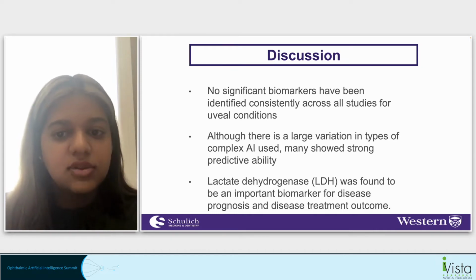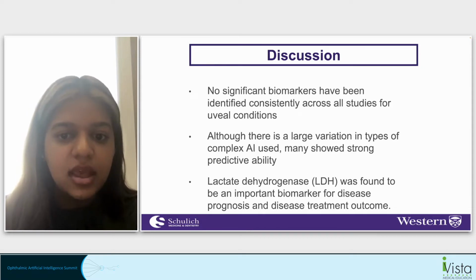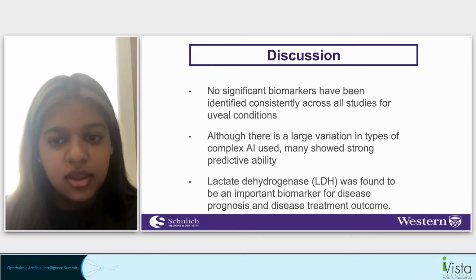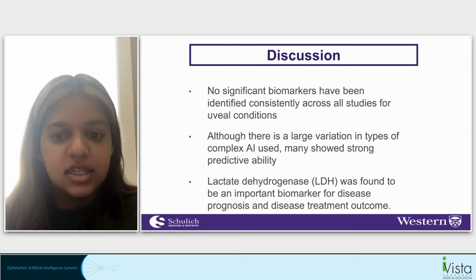Lactate dehydrogenase was found to be an important biomarker for disease prognosis and disease treatment outcome by 4 studies, where one study highlighted that elevated baseline serum LDH was negatively correlated with anti-PD-1 treatment, and the other 3 studies observed high LDH levels with decreased prognosis.